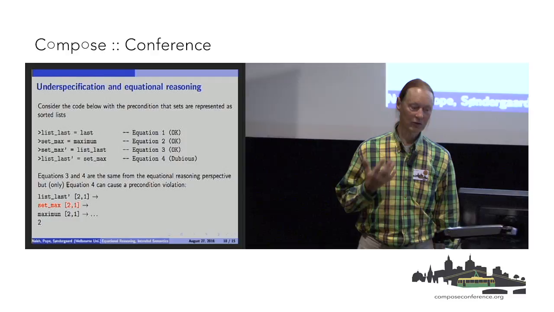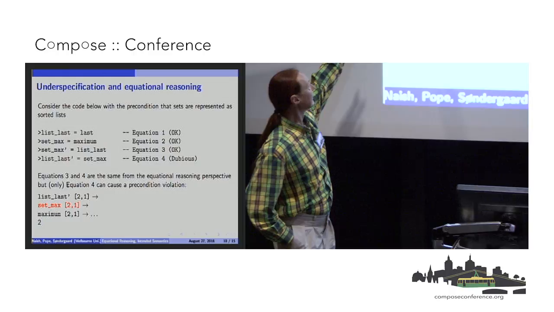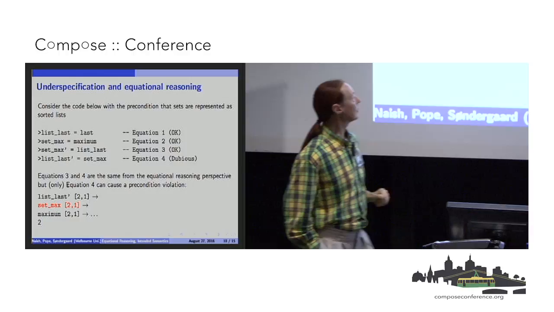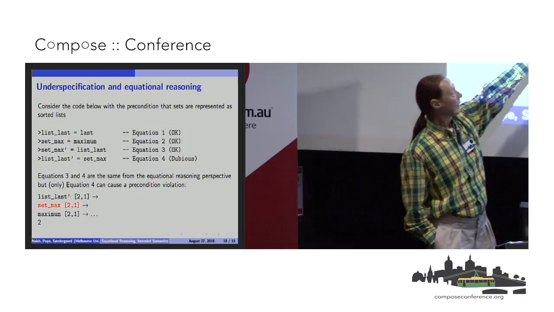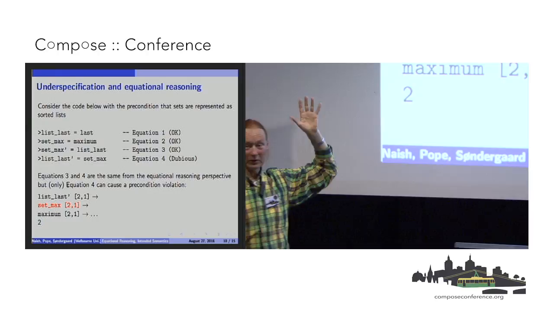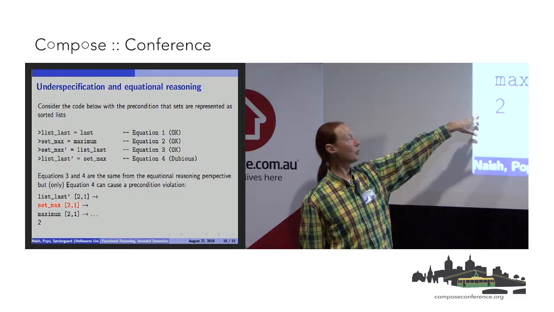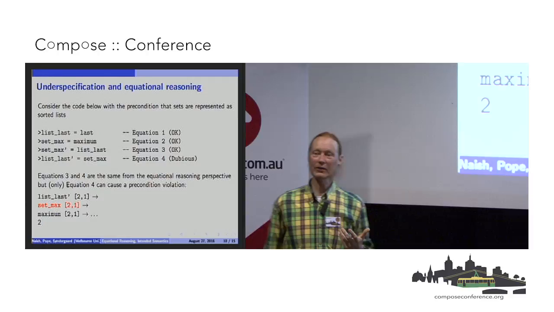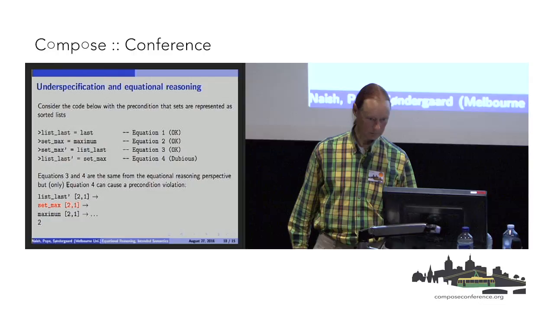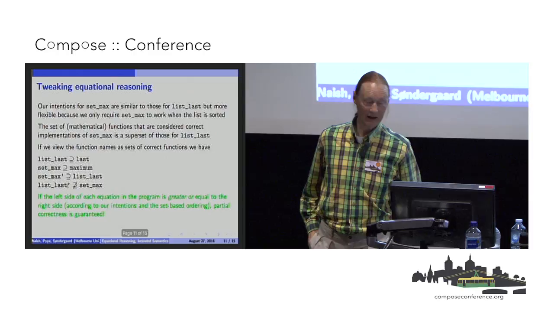And if you look at this little computation down here, if we call list last prime of the list 2, 1, that will call set max with a list which isn't sorted. So this is inadmissible, something's dodgy, precondition violation. That gets rewritten to this. Ah, problem's gone away, things look good. But we end up with the wrong answer, okay? The intention here is that we should be returning one, but we return two, and the reason is that halfway through the computation, we violated a precondition. So the equational reasoning went a bit wrong, but it turns out that we can tweak things a little bit.